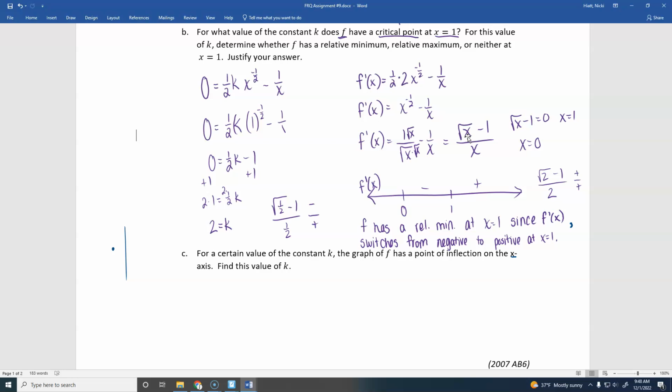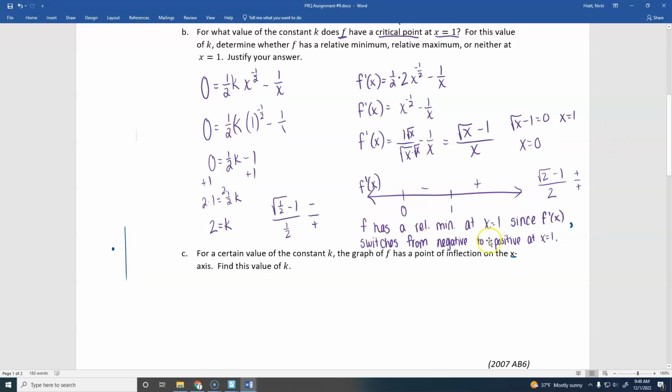For this particular question, it just says for this value of k, determine whether f has a minimum, relative maximum, or neither at x equals 1. So they're only asking about x equals 1. The only reason that I did make sure I went ahead and found 0 is because, let's say that you had a critical point at 1/2, then it would make a difference what number you plugged in. So if there was a critical point at 1/2 and you plugged in 1/4, it might look like it was positive, but it really wasn't. So that's the only reason you kind of need to find it here.